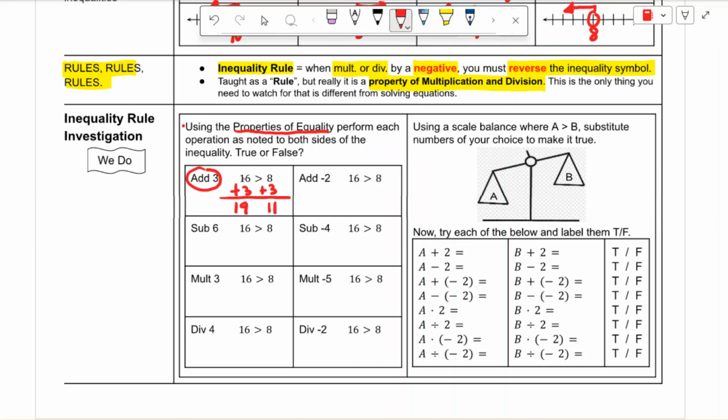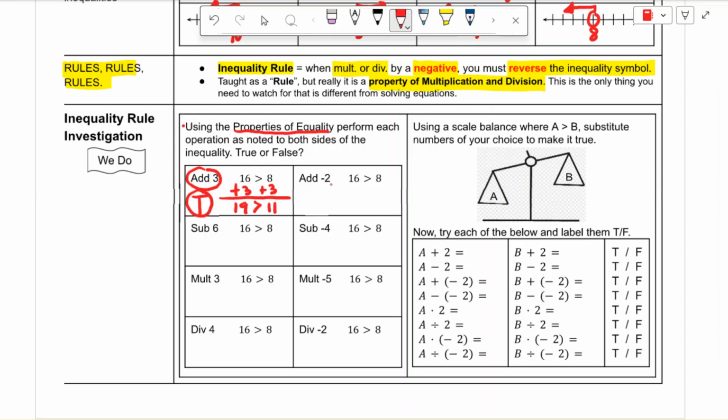Now, up here, it is true that 16 is greater than 8. We're going to move that sign down, and we're going to ask, is it still true? 19 is greater than 11? It is. So we're going to put a T right here for true when you add positive 3 to both sides.